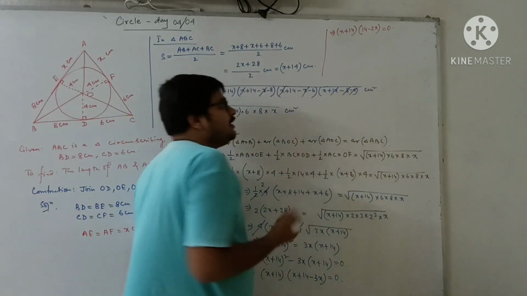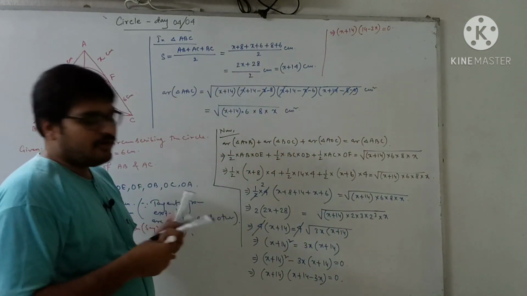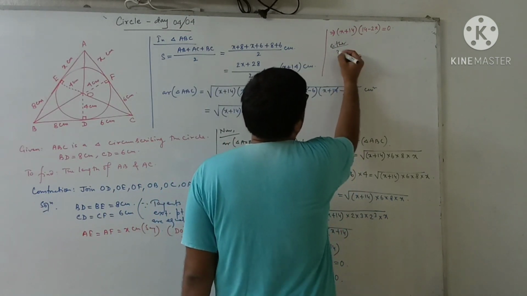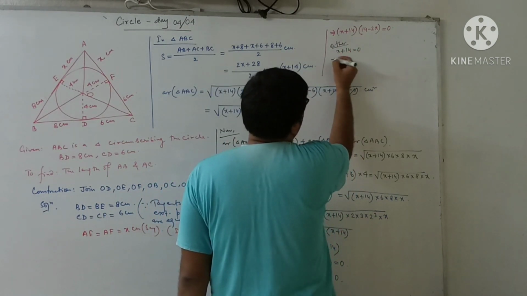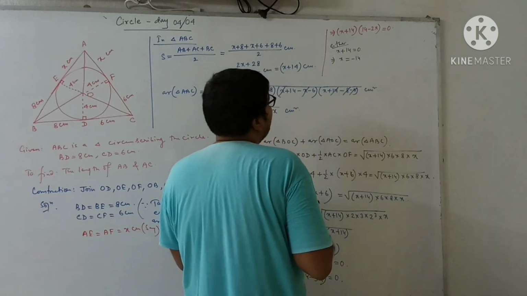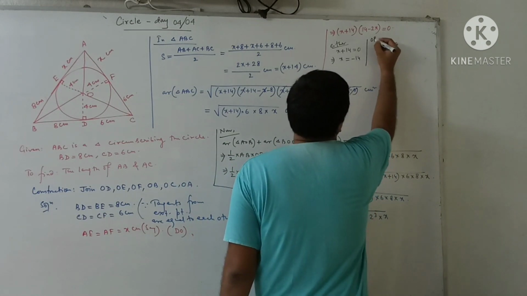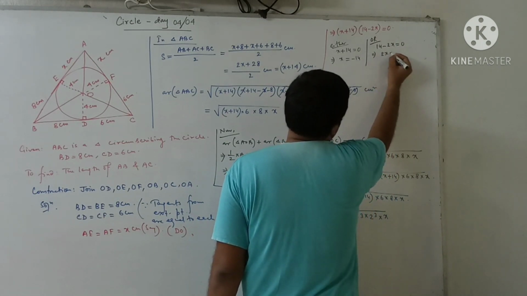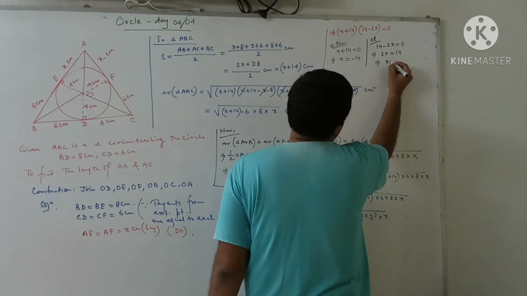Whenever the multiplication of two terms is 0, either one or the other must be 0. So either x plus 14 equal to 0, so from there we will get x equal to minus 14, or 14 minus 2x equal to 0, so from there we will get 2x equal to 14, and from there we will get x equal to 7.